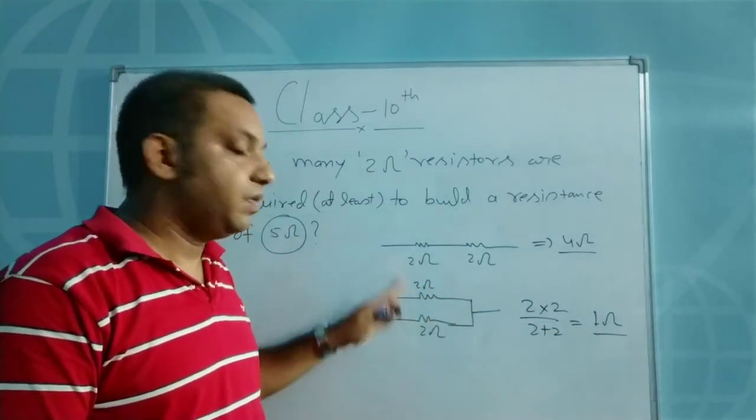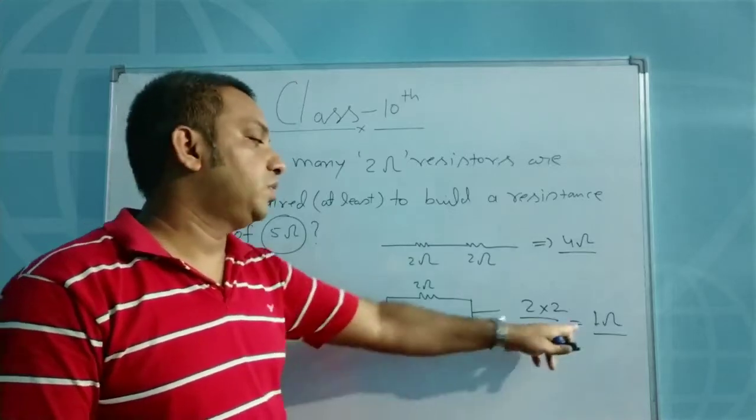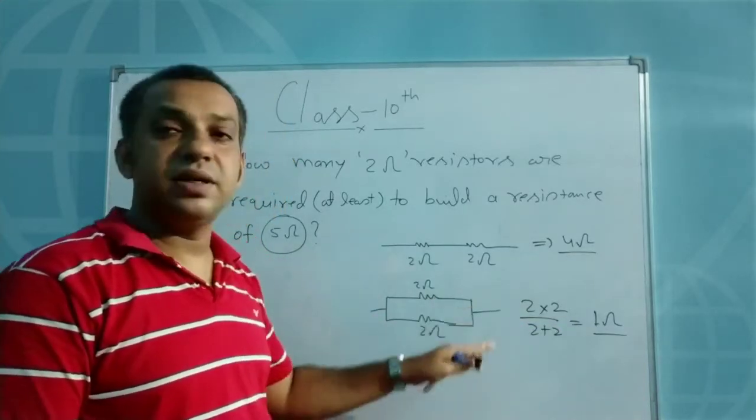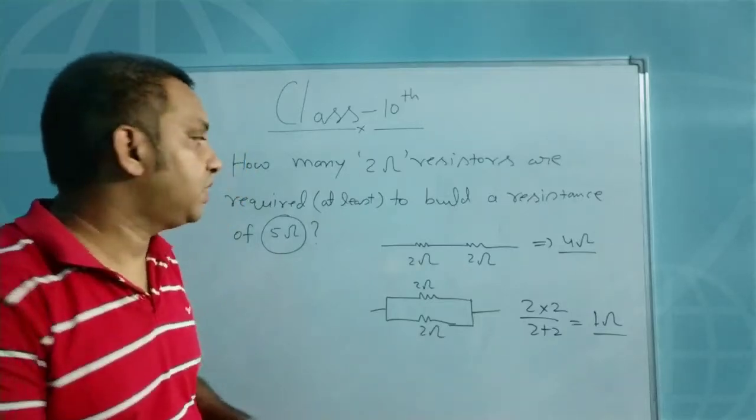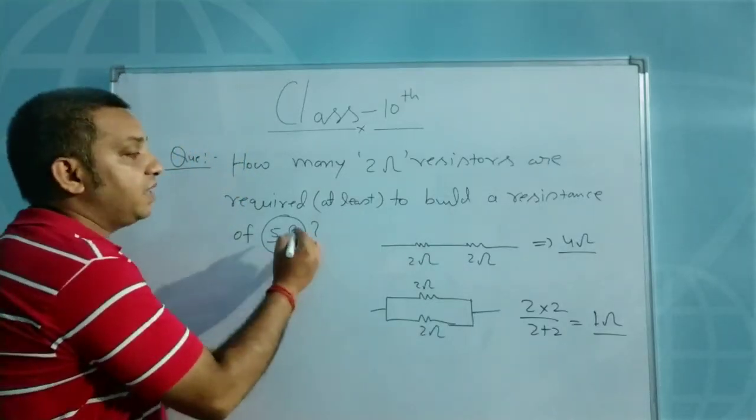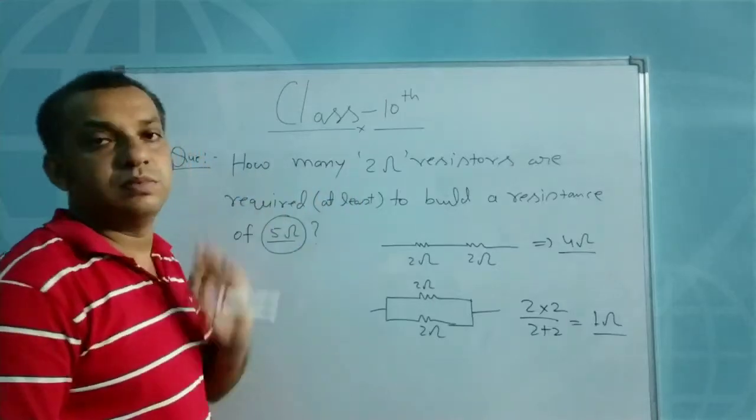That is why when you are connecting the parallel combination, you are getting the R net lower than the individual resistors. But what is our aim? Our aim is to build the 5 ohm resistor with the help of 2 ohm resistors. Right?